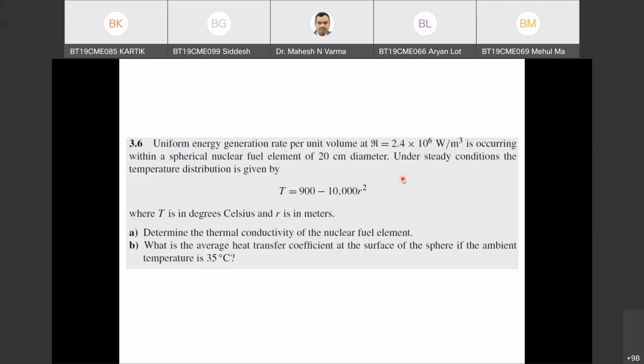Sir, we can use the equation Q is equal to minus K into dT by dr. So for that, we'll have to differentiate the temperature equation first with respect to R.